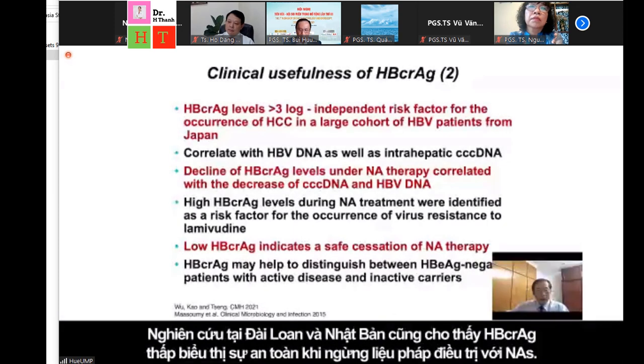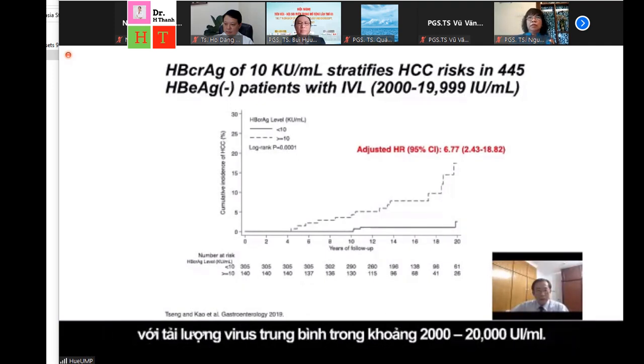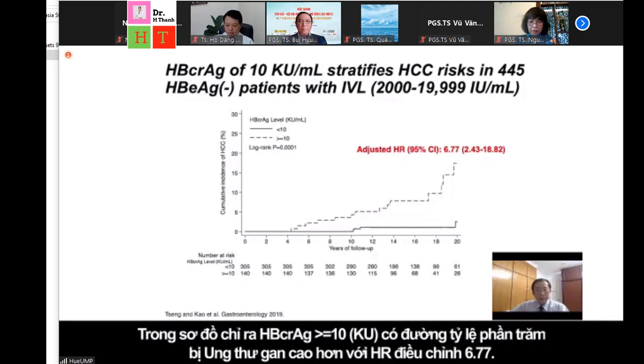And studies from Japan and Taiwan also indicated the low hepatitis B core-related antigen indicates a safe cessation of nuke therapy with a durable viral response. Our recent study in the natural history HBV cohort also showed that the hepatitis B core-related antigen of 10 kilo-unit per ml can stratify the risk of HCC in e-antigen-negative patients with intermediate viral load. That is from 2,000 to 20,000 IU per ml, as shown in this Kaplan-Meier curve, with an adjusted hazard ratio of 6.7.